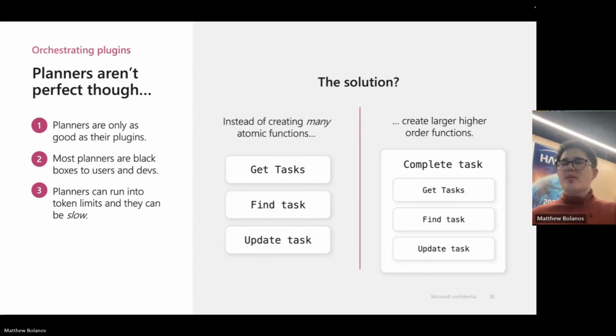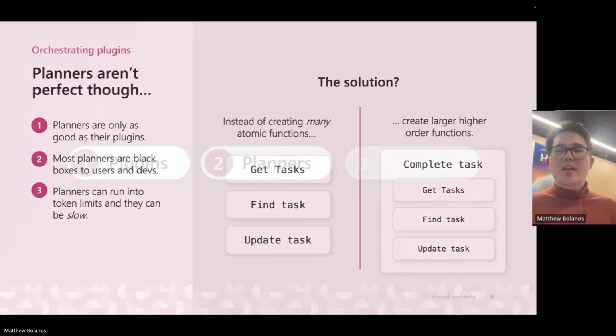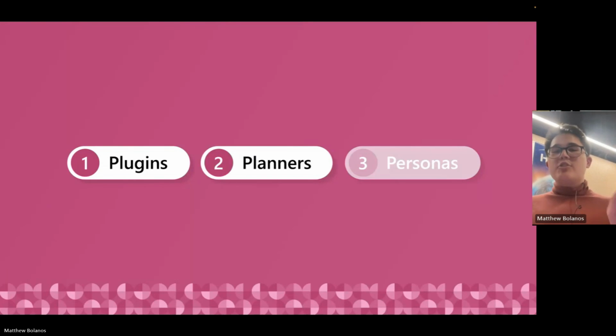Real quick wrap-up. One thing to note: planners aren't perfect. You can read this. One of the recommendations I would have is, instead of having a bunch of atomic functions, wrap them so that a planner doesn't have to do as much stacking and can just use the wrapper. Semantic Kernel is working on a thing called personas. We don't have time now, but get excited.